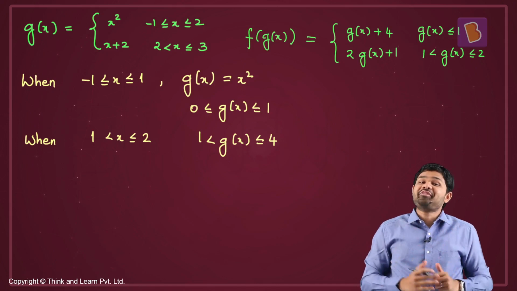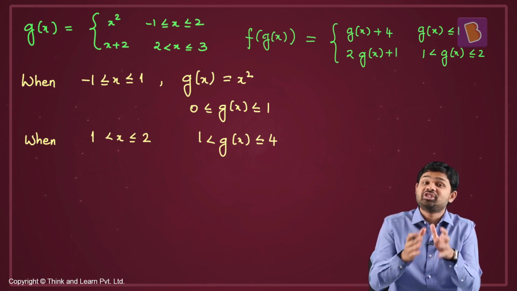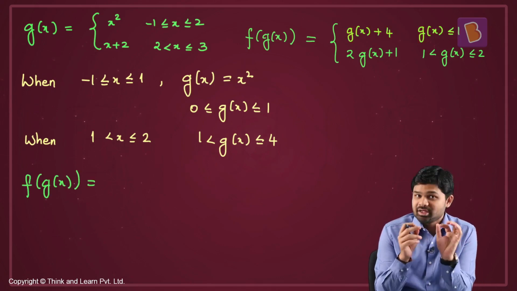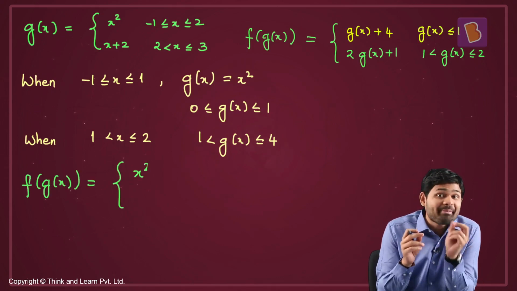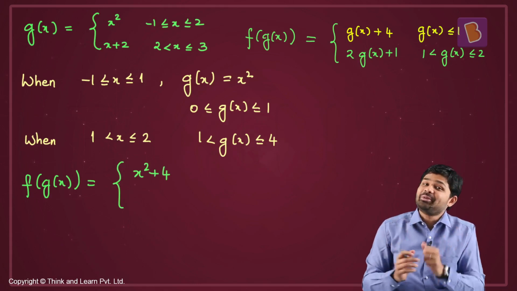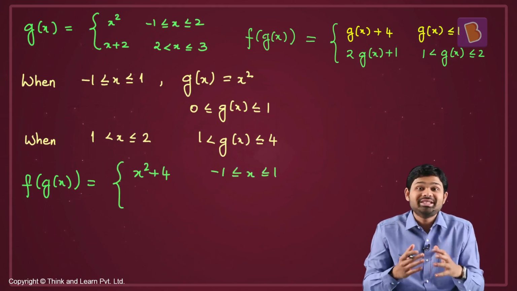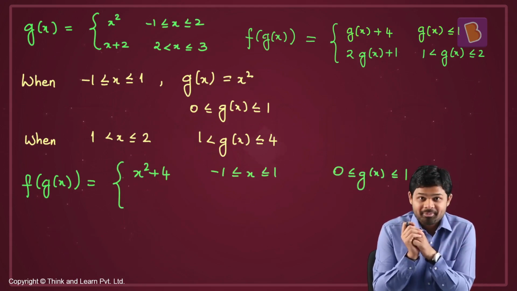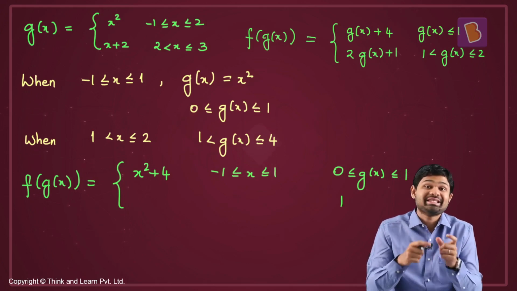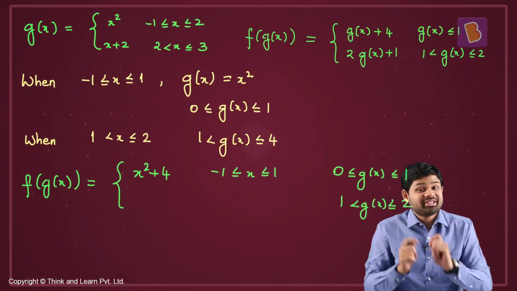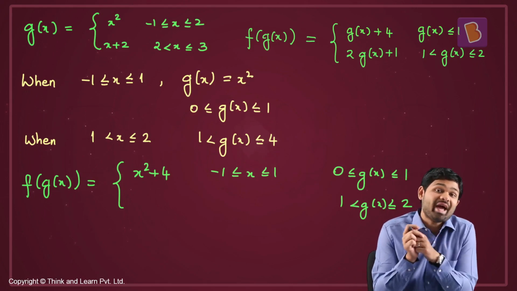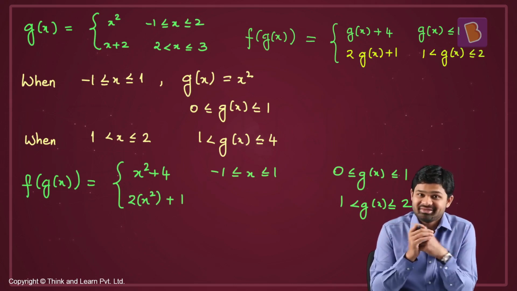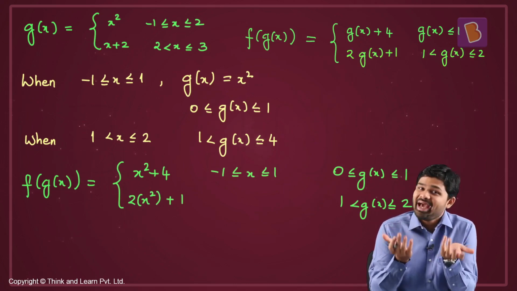So now my new definition of f of g of x in terms of its domain x is going to be this. So f of g of x is going to be g of x plus 4, which is x square plus 4 when x lies between -1 and 1, or in other words, g of x is less than or equal to 1. It's going to lie between 0 and 1. What happens when g of x is between 1 and 2? When g of x is between 1 and 2, the value of f of g of x is going to be 2x square plus 1, right? Because g of x is still going to be x square itself.